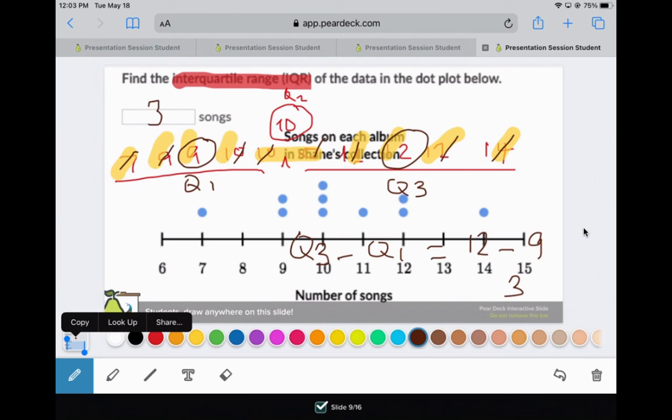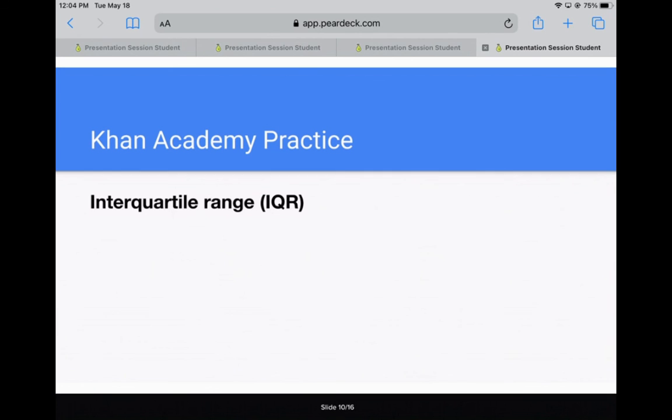So that's the number that you will enter into your Khan Academy. There's a blank, there's a box. That's how you would do this problem, okay? So that's the first example. The title for this assignment is called the Interquartile Range, IQR. So that's your first assignment that you should work on, okay? There you go. Here's the title.